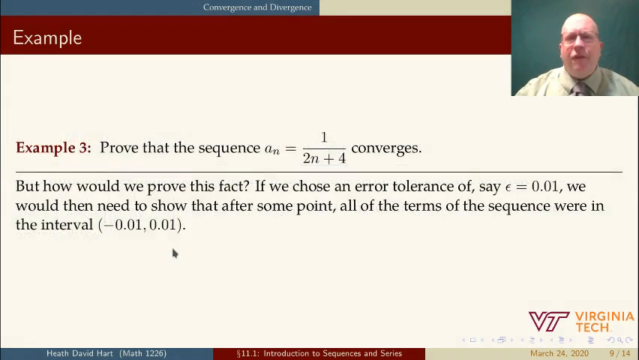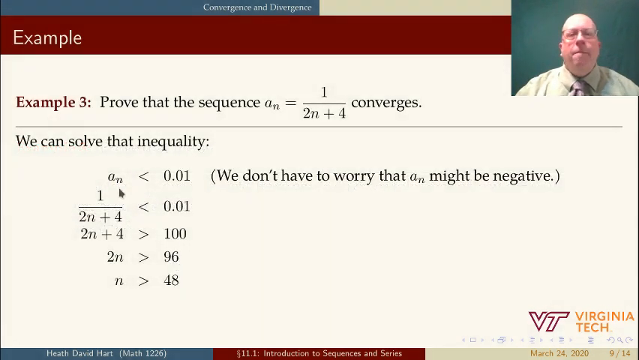How would we prove this fact? If we chose an error tolerance of, for example, epsilon equals 0.01, we would need to show that after some point, all of the terms of the sequence were in the interval from negative 0.01 to positive 0.01. But we can solve that inequality. These terms are always positive, so I don't have to worry about the negative 0.01 side of the inequality. I just have to worry about being less than positive 0.01.